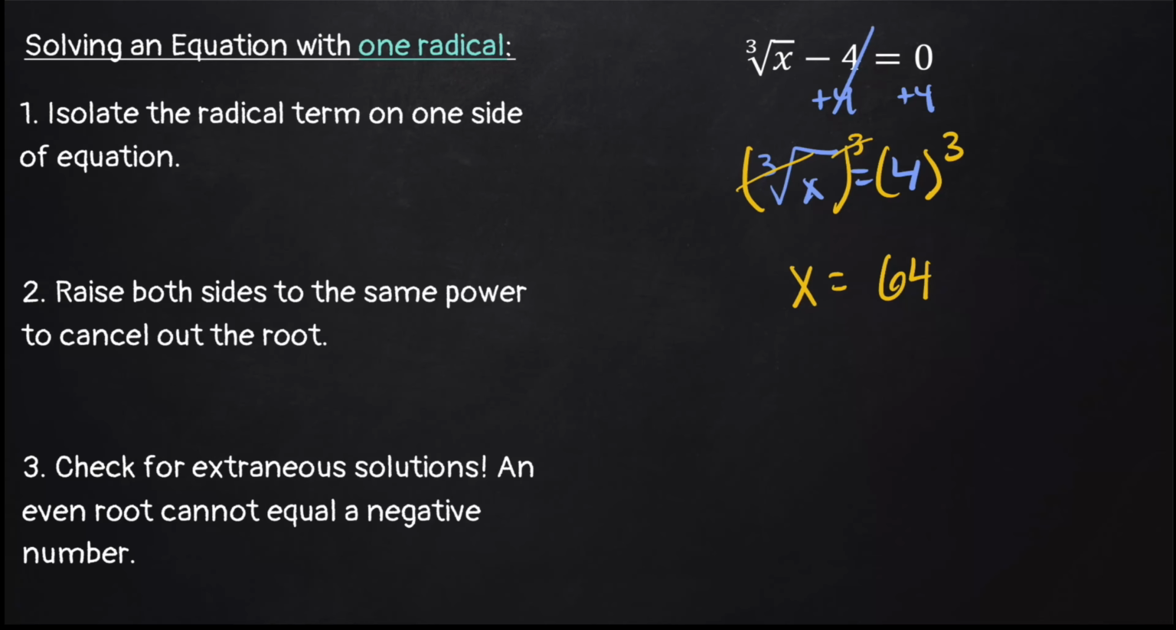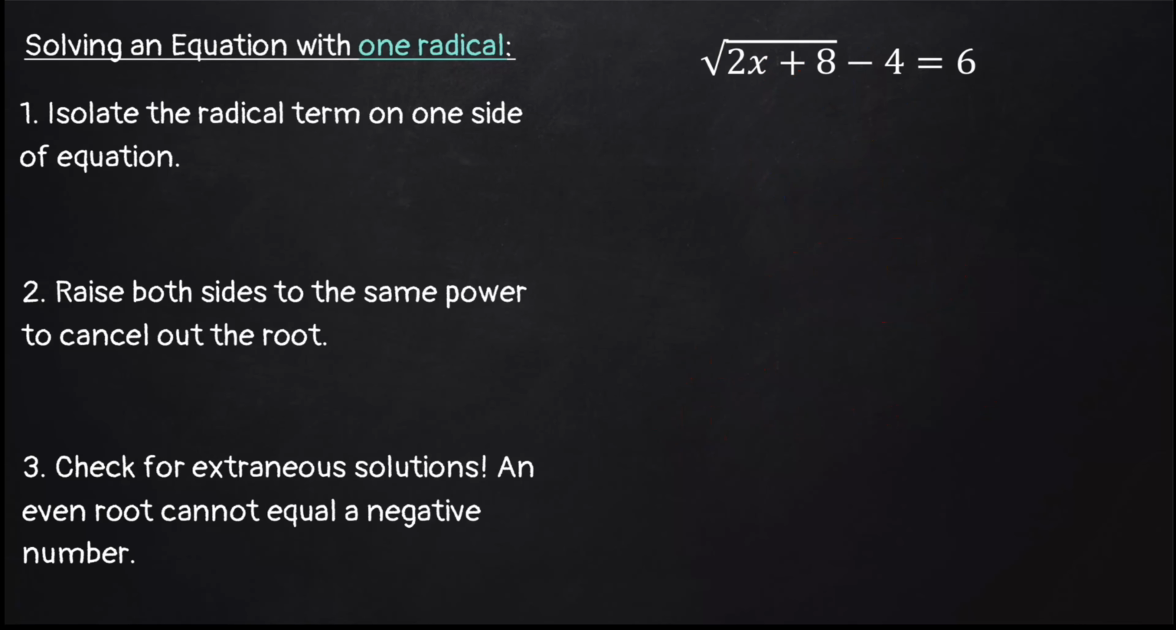Now with these questions, you need to make sure you check for extraneous solutions because an even root cannot equal a negative number. So as we check, we're going to take 64 and plug it back in for our x. Then we need to make sure that the left side is equal to the right side. So here I'm going to have to plug this into my calculator and double check. And the fact that I know that this will work means that my answer is going to be 64.